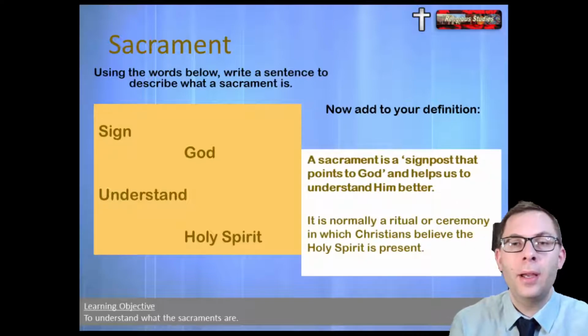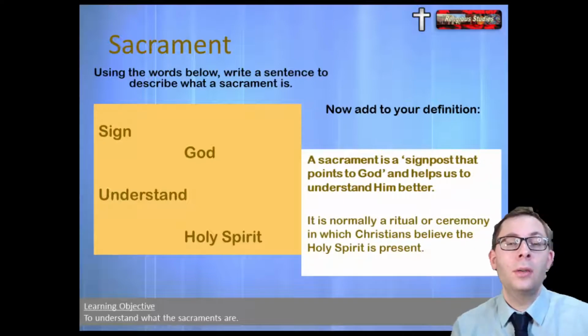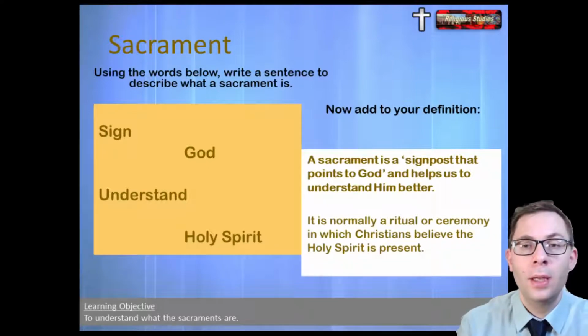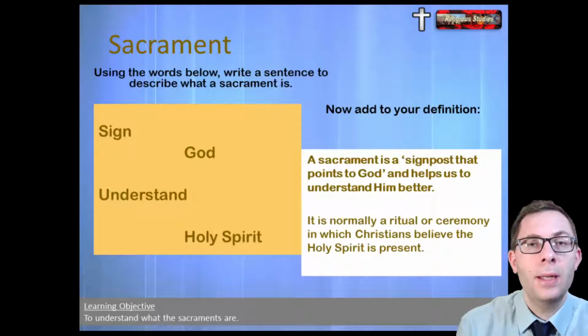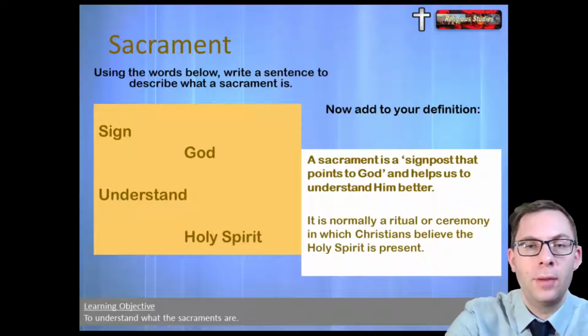Okay, so here we are. Here's something that you may want to embellish your answers with. A sacrament is a signpost that points to God and helps us to better understand him. It's normally a ritual or a ceremony in which a Christian believes the Holy Spirit is present. So there you are, just in case you need any extra information there.